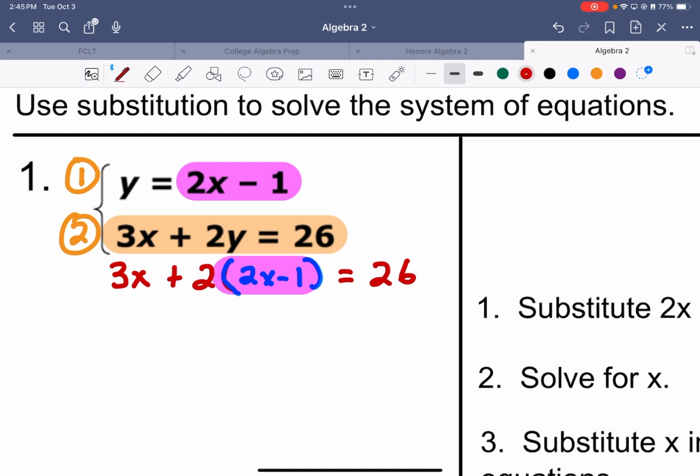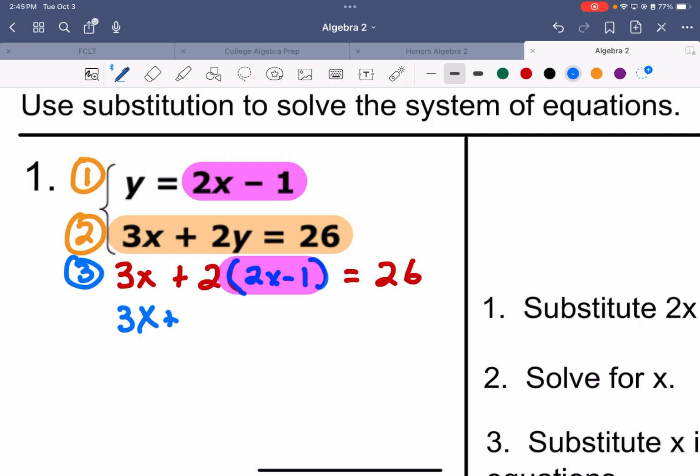Now, if I look at my new equation, there's only one variable in there, x. If we want to label that equation 3, we can. We want to solve that equation for x. So I'm going to drop down that 3x plus, and I have to distribute the 2 into 2x. 2 times 2x is 4x. I also need to distribute it into negative 1. So 2 times negative 1 is negative 2. And now that has to equal 26.